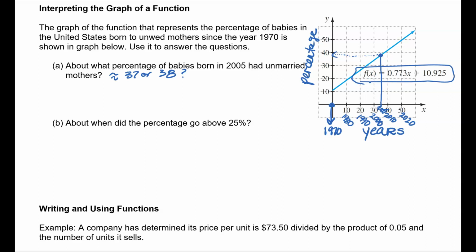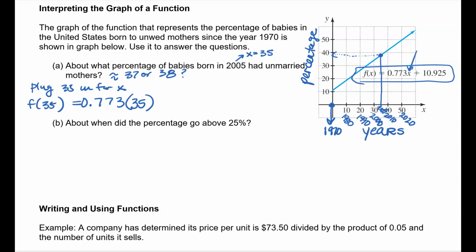The nice thing though is that you've got an equation right here. So we could actually plug in 35, since x equals 35 corresponds to 2005, you could plug 35 in for x. So we could find f of 35. That's how we would write that using function notation. So f of 35 is 0.773. You could keep the 0 there if you wanted to. You don't have to though. Times 35. So I'm plugging in right here for x, plus 10.925. And if you go ahead and evaluate that with a calculator, I get 37.98, which is about 38.